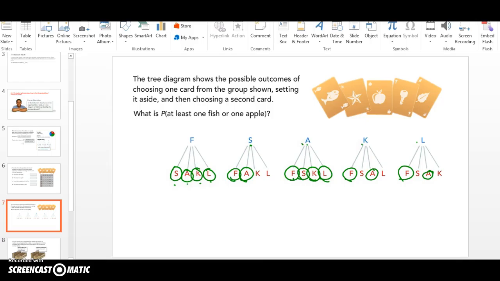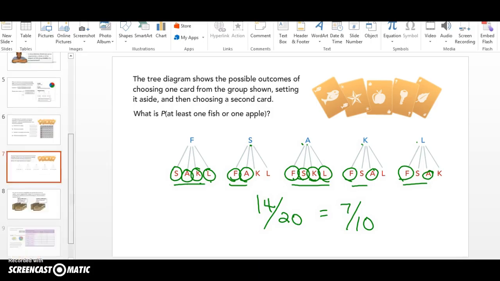So how many do I have circled here? I have 4, that's 8, 10, 12, 14. 14 out of how many total outcomes? 25 outcomes. No, not 25. 20 outcomes. And then can that reduce? Yes. What does that reduce to? 7/10. Okay. So on this one, you'd have about a 70% chance of drawing an apple or a fish. You draw either one. Questions on that one before we do one more on our own without the sample space?